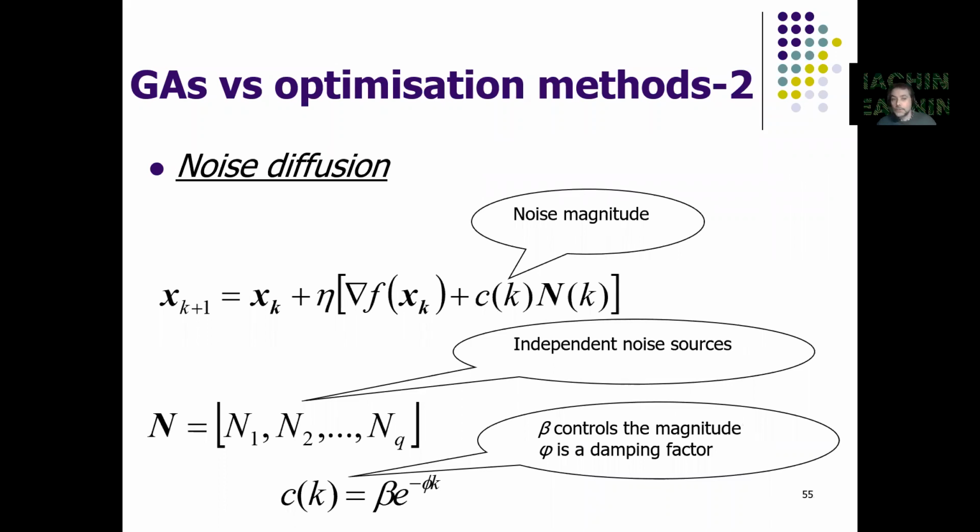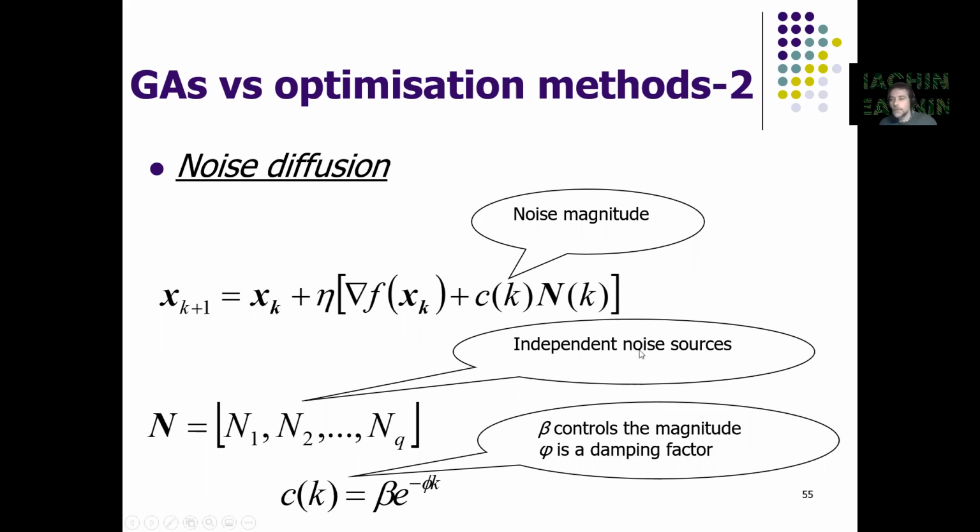Another idea one could use is noise diffusion. It's a group of methods in optimization which are based on the use of noise, and you can actually combine them with gradient descent. So you can have schemes like this one, where the new solution is the old one plus some correction. The correction is based on step size, gradient information, plus some kind of noise. The noise depends again on the type of noise source we are going to use.